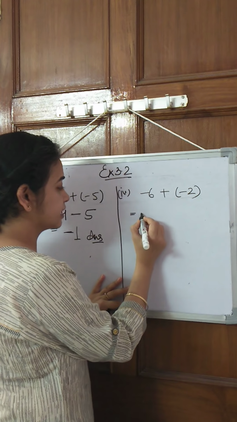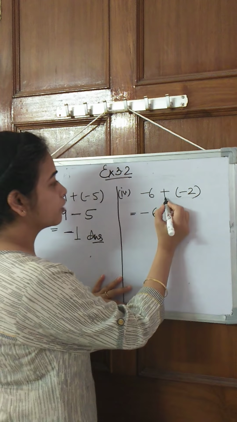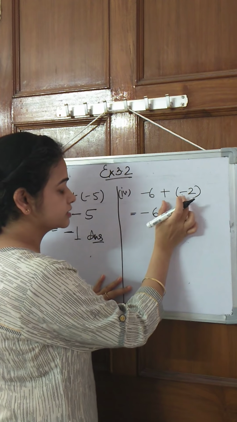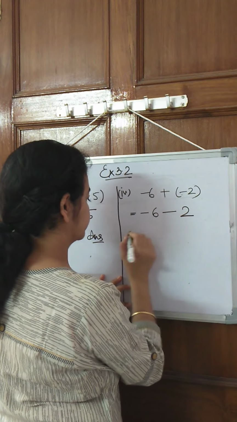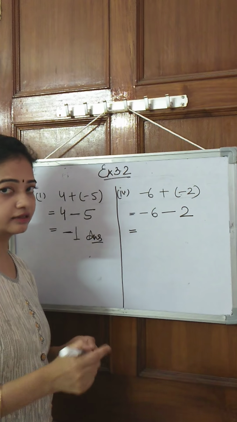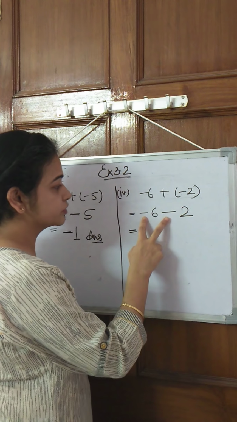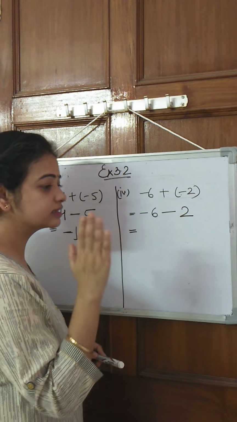I am not changing minus 6. So it will remain as it is. Now plus minus, opposite sign, plus minus, opposite sign. So it's minus and it is 2. Now as we have discussed, same sign we add them. Here I have both the numbers negative, minus and minus. Both the numbers negative, so minus minus is plus.